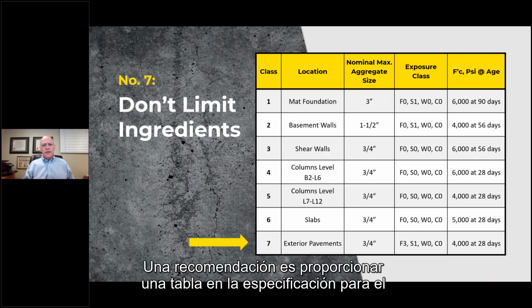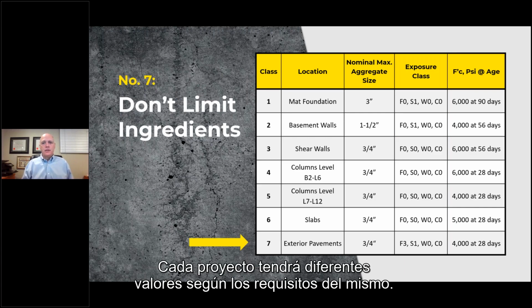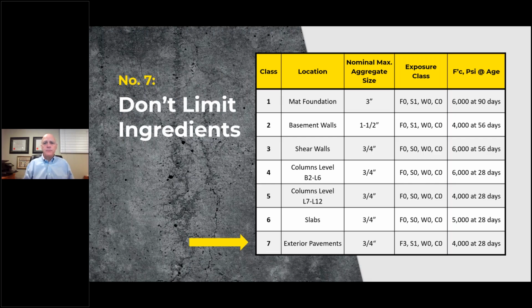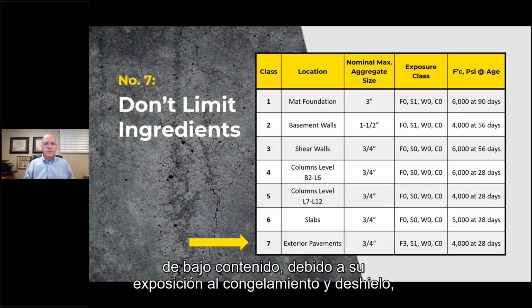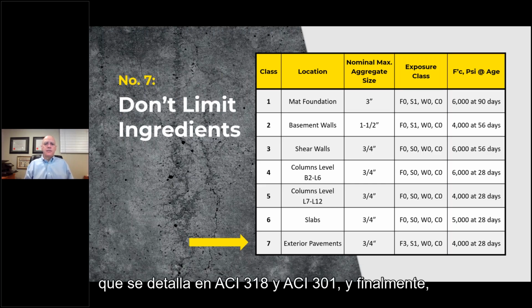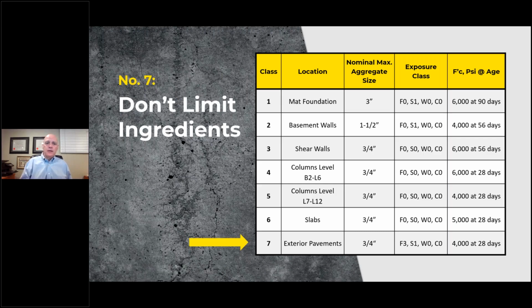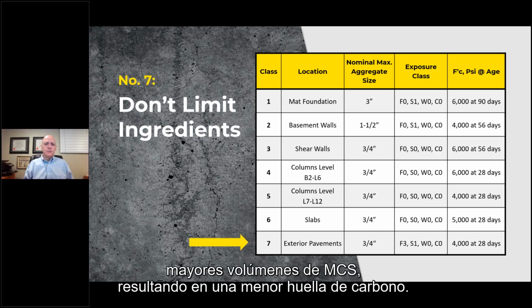A recommendation is to provide a table in your specification for concrete listing the important performance attributes for concrete. Each project will have different values depending on the project requirements. For this example, Class 7 concrete exterior pavements would have a water cementitious materials ratio and air content limit because of its exposure to freezing and thawing, which is spelled out in ACI 318 and ACI 301. And finally, concrete that will not be stressed for a significant amount of time can be tested at a later age, which means higher volumes of SCMs can be used, resulting in a lower carbon footprint.